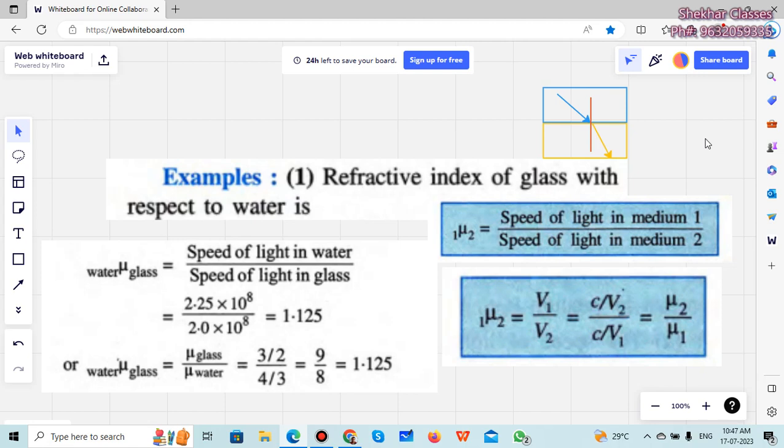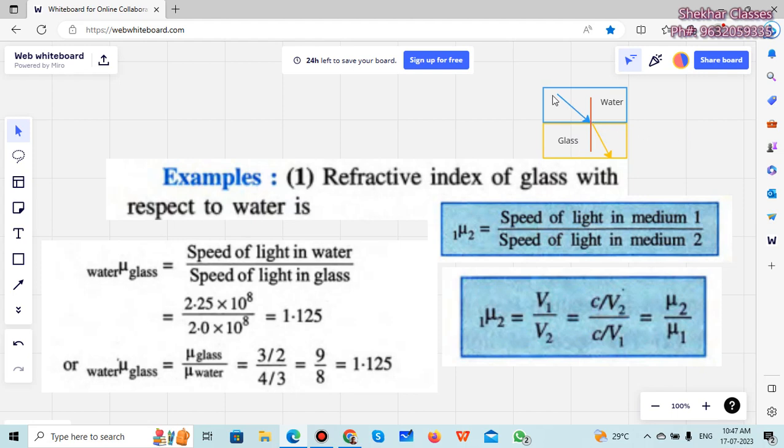Example here: we have to find the refractive index of glass with respect to water, which means the refractive index from water to glass. Is that okay? So what we can do is, considering that this is water here and this is glass here, let me just write it here. Glass. Fine.